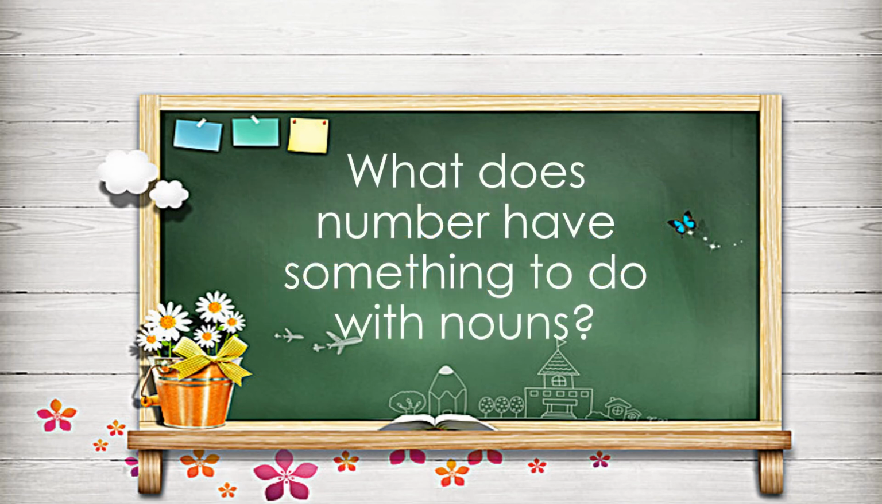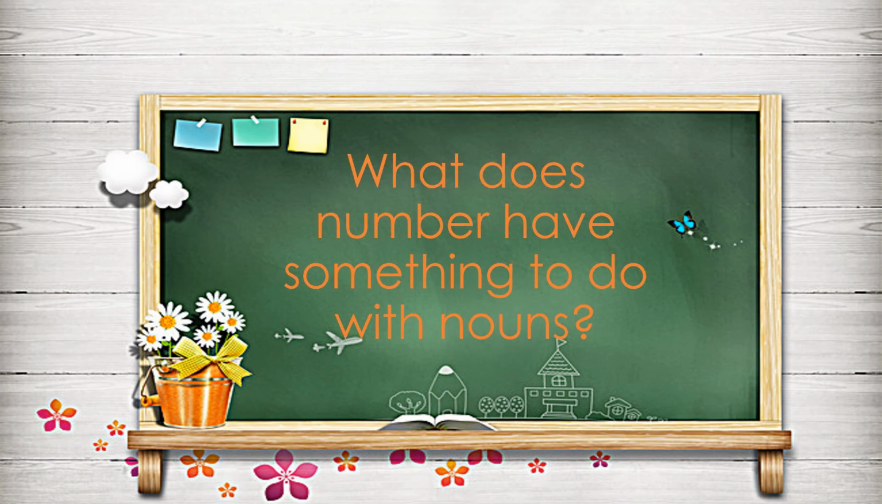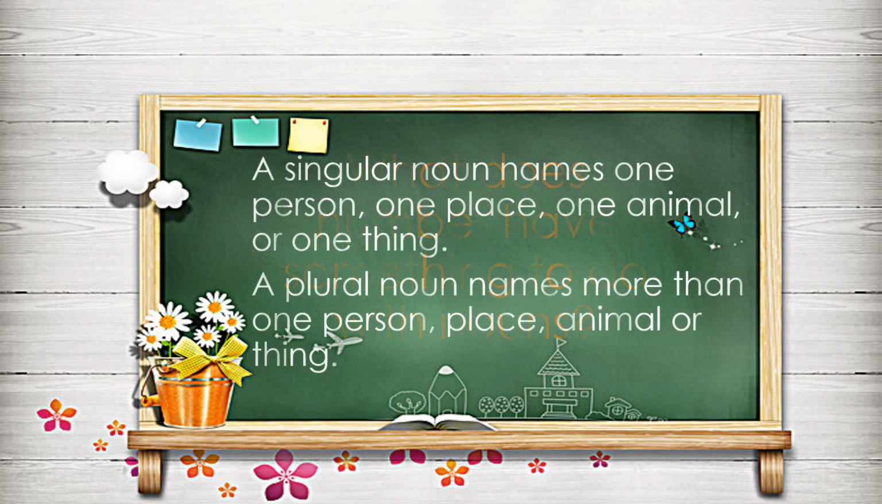What does number have to do with nouns? A singular noun names one person, one place, one animal, or one thing. A plural noun names more than one person, place, animal, or thing. Which of the following refers to only one? Which of the following refers to more than one?